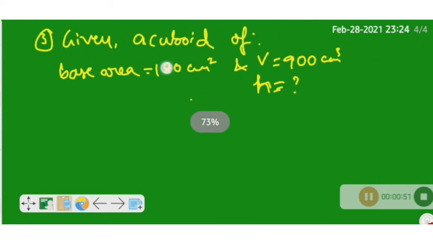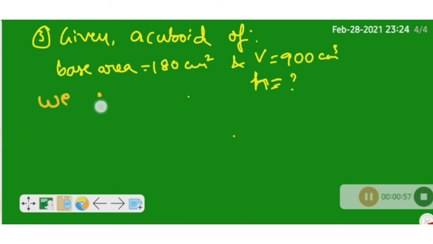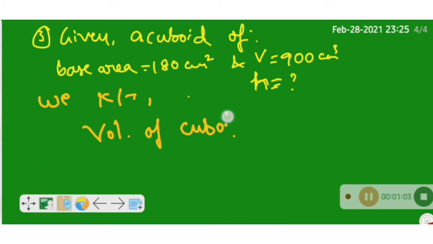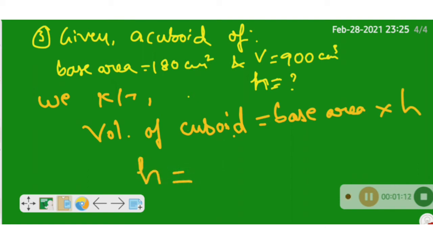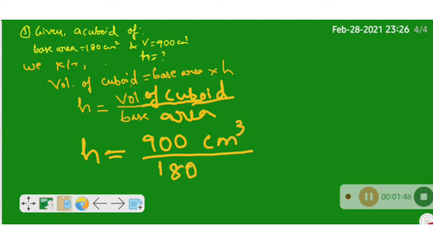So here also we can do that. We can take it as a formula and we can write, we know that volume of cuboid is equal to base area into height, and that gives us the formula for height. If I transpose the base area, we can write height equal to volume of cuboid by base area. So we'll substitute. Volume of cuboid is 900 centimeter cube by base area is 180 centimeter square.